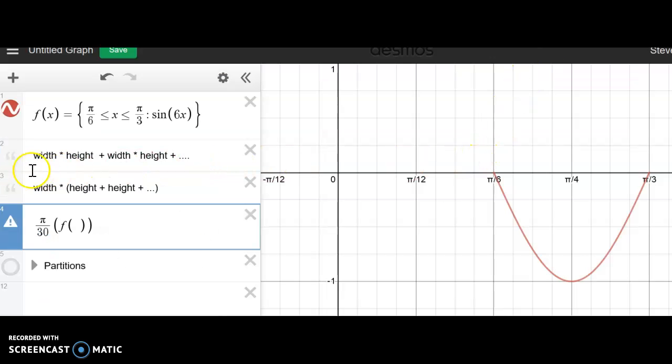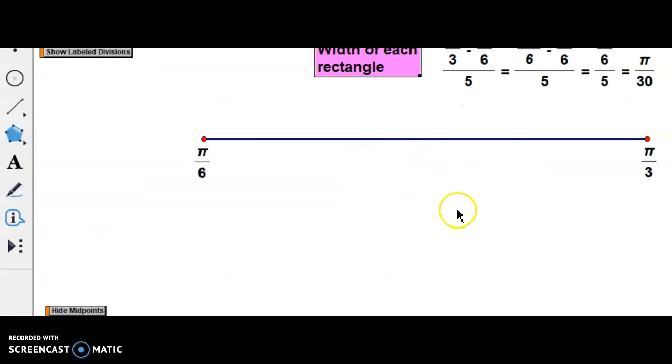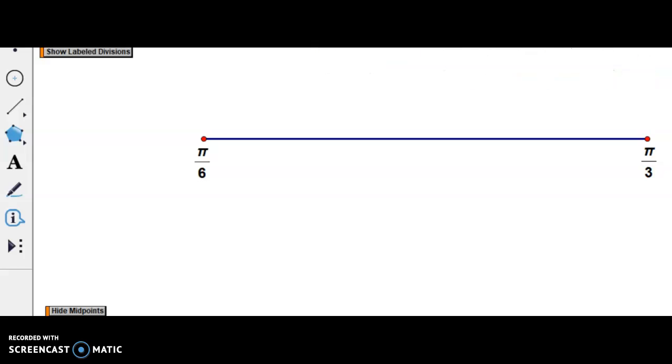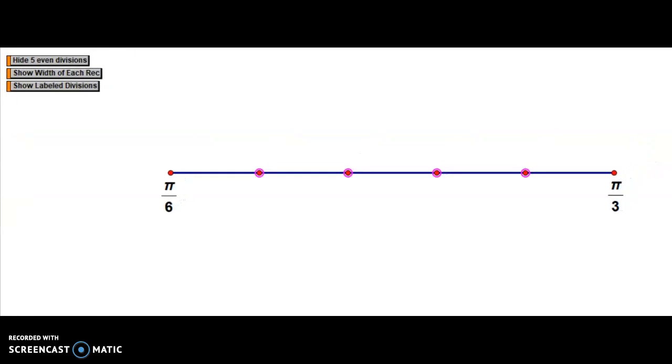Desmos is over here. You could see that this is our graph and these are the 5 partitions, but you might be wondering, what are those? How am I supposed to split up pi over 6 to pi over 3 5 different times? No worries, people. Let me hide some things. First, you have your pi over 6 to pi over 3. Here are your 5 even divisions. Those are your 5 even divisions right there.